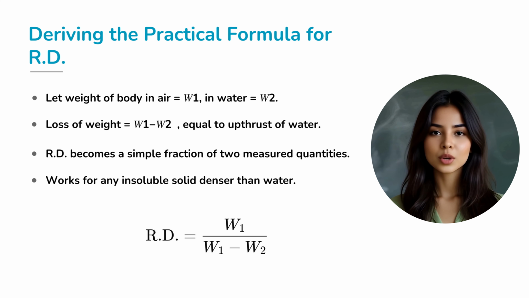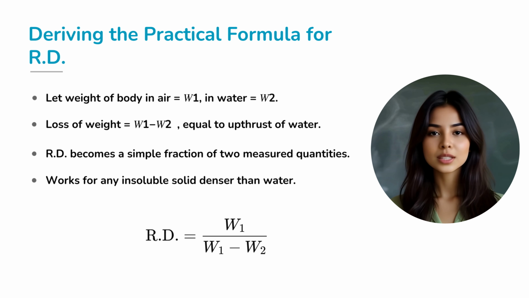To see how this works, let's assign some symbols. Let the weight of a body in air be W1. Then immerse the same body in water, and its weight reduces to W2. The difference, W1 minus W2, is the apparent loss of weight, which equals the upthrust or buoyant force. So, relative density is simply the fraction W1 divided by W1 minus W2. Just two simple weighings, and the value is in our hands.